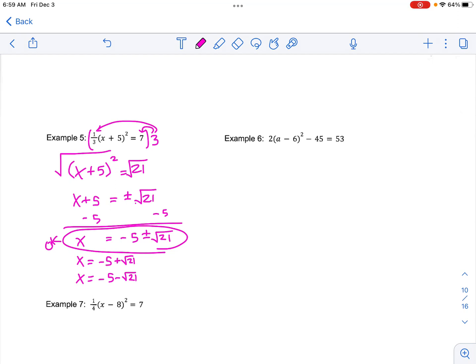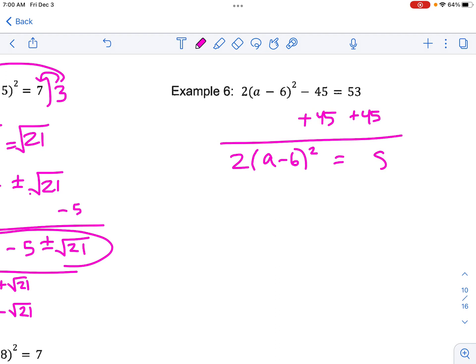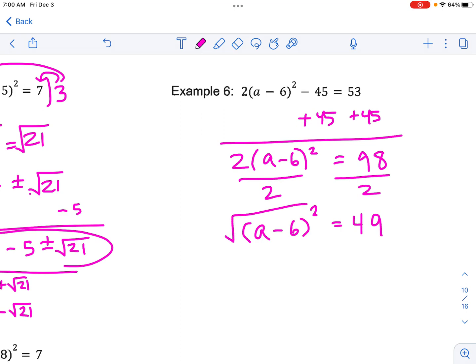Okay, so 6 and 7 are really advanced problems. And it's really just extending your algebraic strategies, right? We're still looking to move that 45 over. Okay, so we get 2 times the quantity a minus 6 squared equals, and then when we add this we get 98, and then dividing by the 2, and so we get a minus 6 quantity squared equals 49, and now I can square root, and I get a minus 6 equals plus or minus 7.